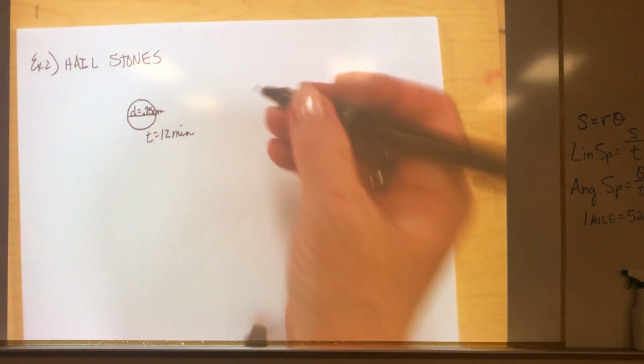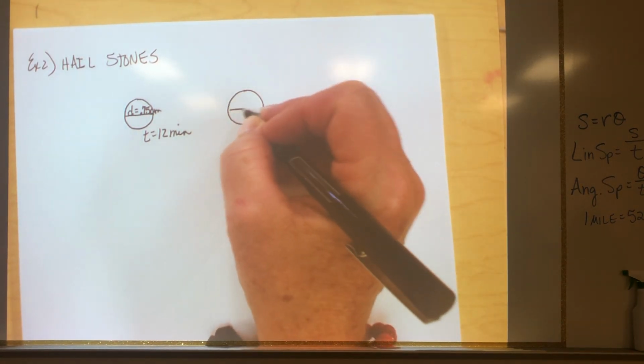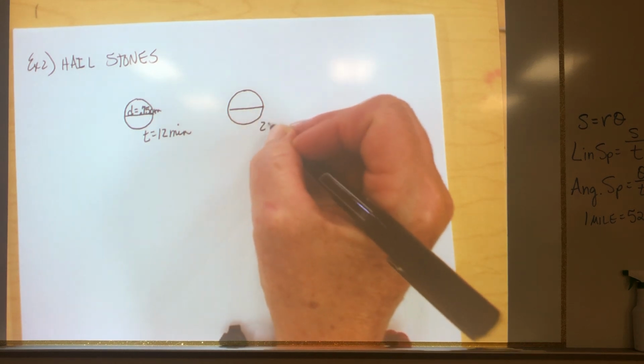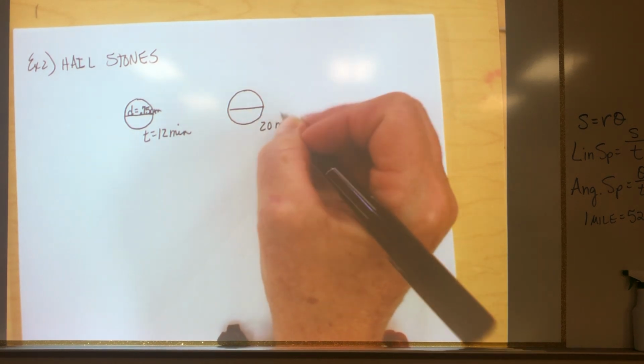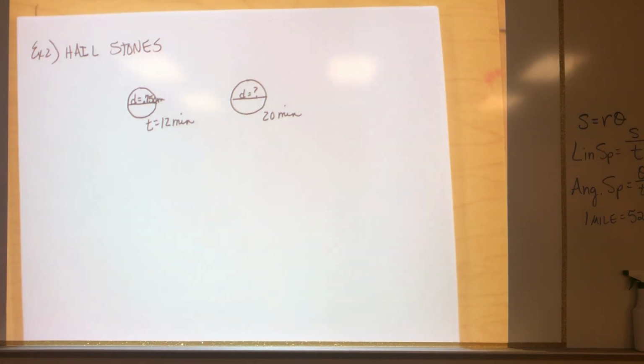So here's what I wanna know. What if it blew around for 20 minutes? What would be its diameter? Okay, I got a question. Can't you set this up as a proportion?